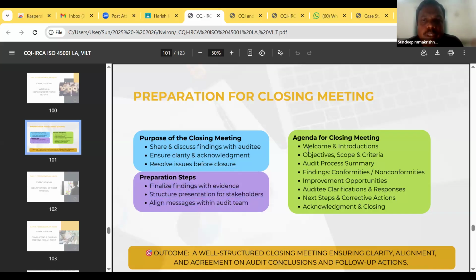Similar to the opening meeting, you will have the same agenda. You will do the welcome and introductions. Once again, clarify objective, scope and criteria. What is your audit process summary? What are the findings, non-conformities, conformities, and opportunities for improvement? Then the auditee will ask for clarification and responses. Only after he accepts your finding will the next steps happen.